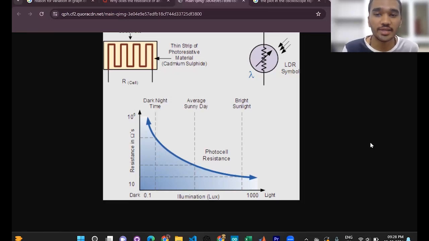Hello everyone, today my team and I are going to present a video on light dependent resistors.